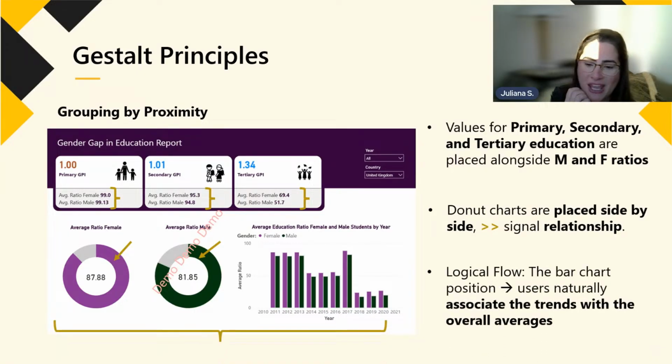And if we move across, we have another visual that says it's the average education ratio, but now it is a trend. Because of the proximity, there is a logical flow. So our users will naturally associate, after they look at the donut charts, that the one next to them is related. So it is associated, but now showing trends, and the others were showing overall averages.